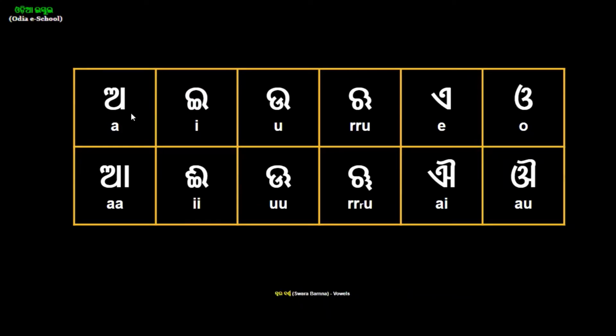Did you hear a difference? I'm sure you did. To make it a little bit simpler, we can say that the letters in the top row are our short vowels, and the ones in the bottom row are long vowels.